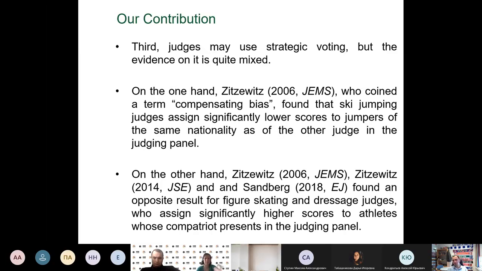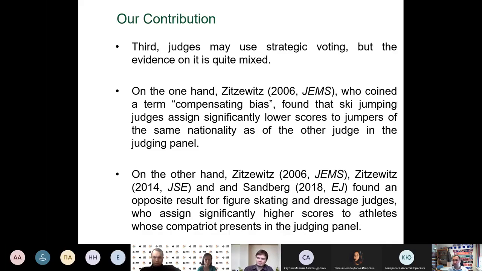Our third contribution. Judges may use strategic voting. So let's say if I'm from Norway and there is a Russian referee, I will assign higher or lower grades to Russian athletes, only because I have a colleague in the judging panel from this country. So this is what we call strategic voting.